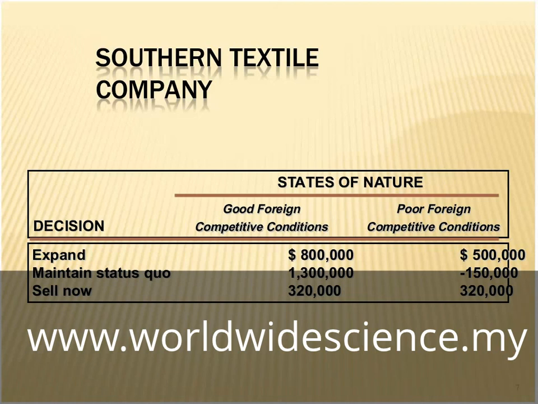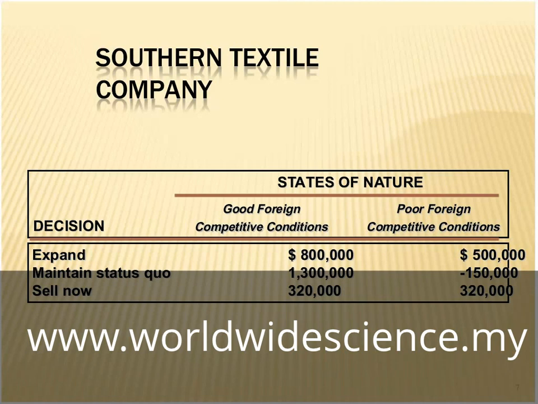No, be careful. In the good foreign competitive condition, in the column, not in the decision. In the column of the good foreign competitive condition, there are three numbers under this. Very good. 1,300,000. There are three numbers exactly on the bottom of this good foreign competitive condition. Very good. 1,300,000.